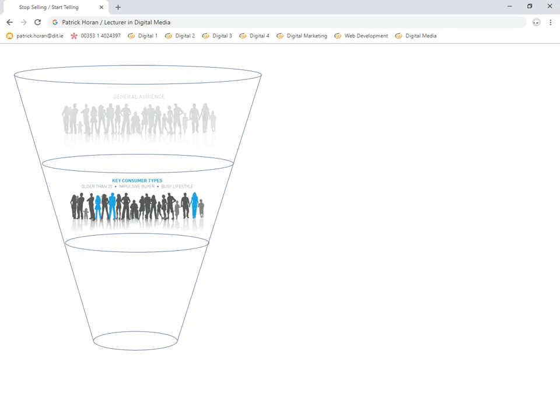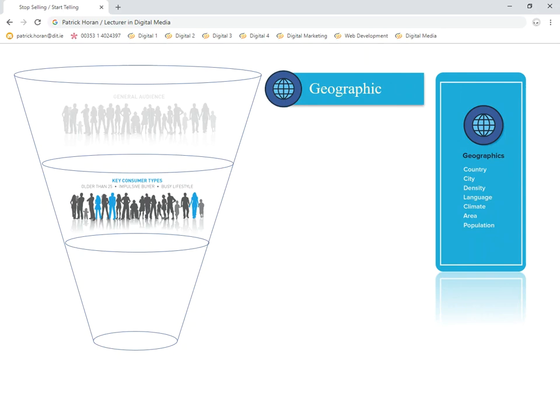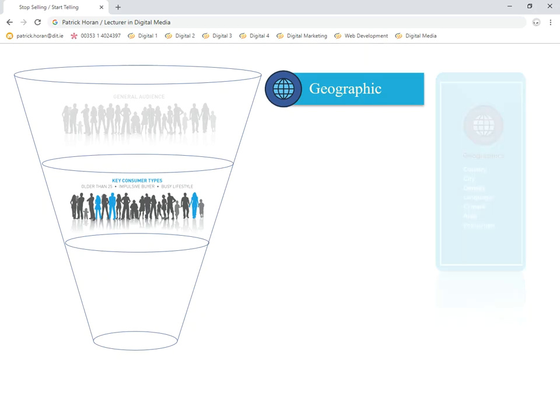So we can look at what are known as different categories or key consumer types here. And some of the categories that we should take into consideration will be geographic, which is where they're located, the language that they speak, the climate that they're in, their culture, all of these kind of things. So the geographic location, okay?